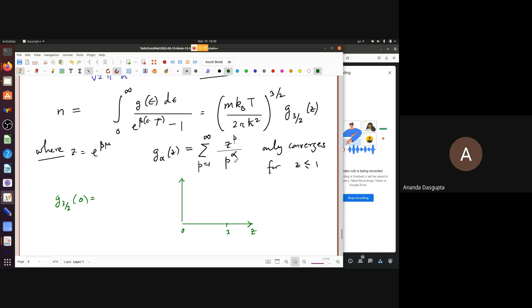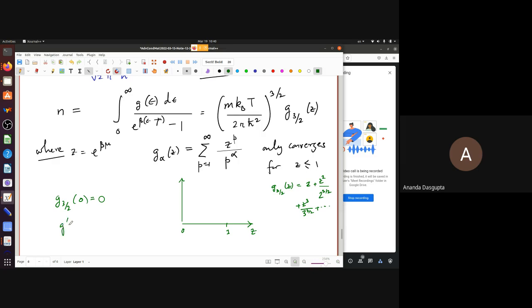What is the value of this function when z is 0? Maybe it will be easier to understand if we wrote this out as a series. This is actually z to the 1 by 1 to the 3 by 2, right? So I'm talking of G3 by 2, of course, here, plus z squared by 2 to the 3 by 2, plus z cube by 3 to the 3 by 2, and so on. So how much is the value of G3 by 2 at z equal to 0? So it is 0 now. Yeah, it has to be 0.